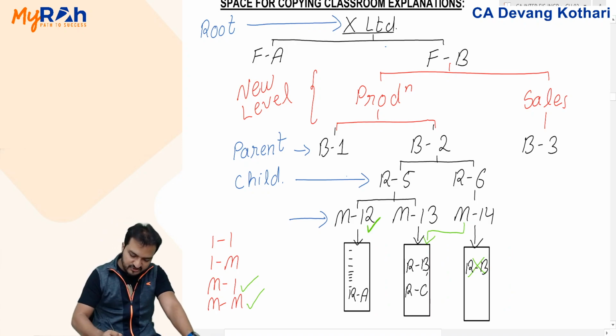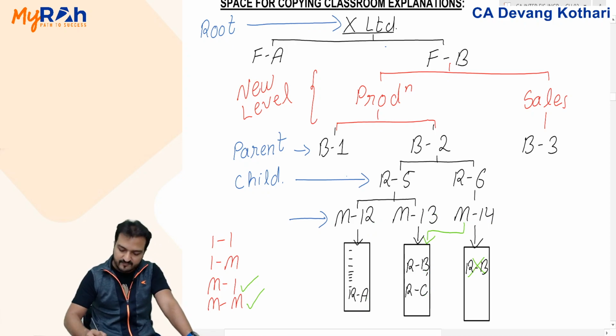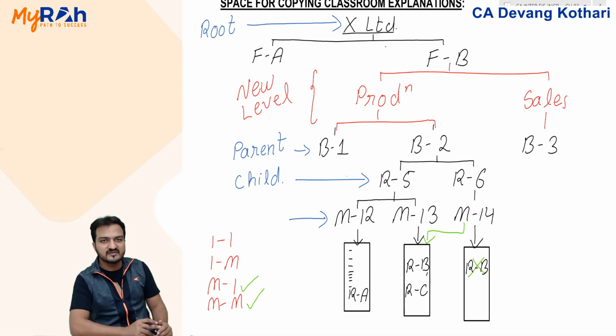Like machine 12 is repaired by Mr. A, machine 13 is repaired by Mr. B as well as Mr. C, machine 14 is repaired by Mr. B again. Yes, this becomes my hierarchical database structure. Do you understand that? Yes.